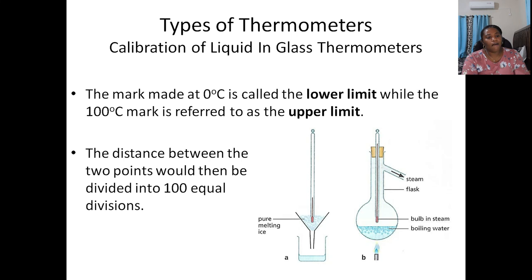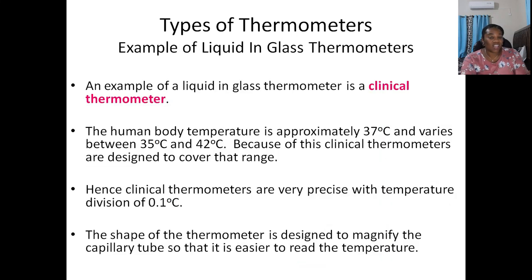Now the mark made at 0 degrees Celsius will be referred to as the lower limit, while the 100 degrees Celsius mark will be referred to as the upper limit. The distance between the 2 points would then be divided into 100 equal parts or divisions. And that's how you calibrate a thermometer.